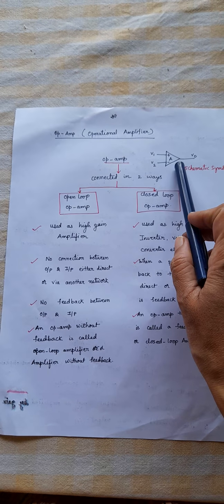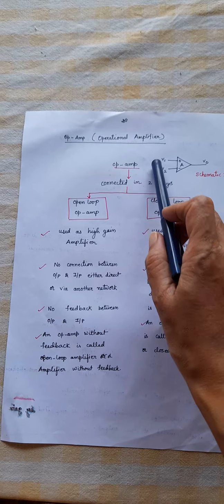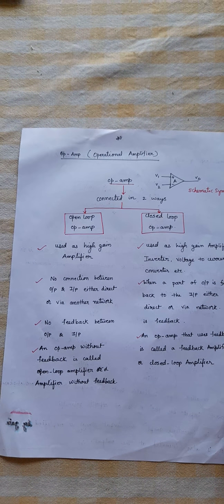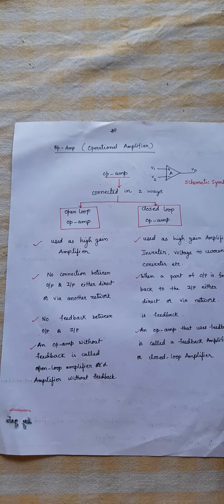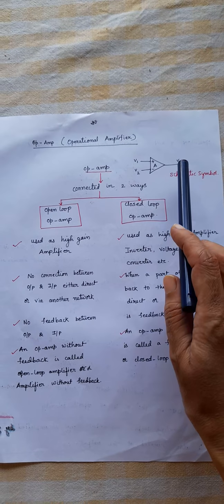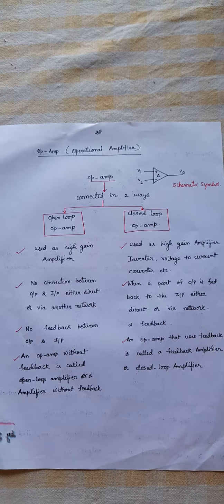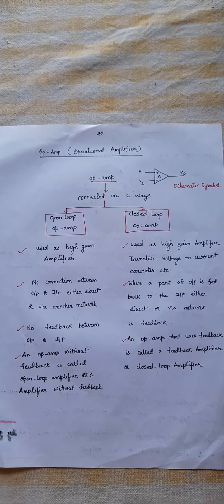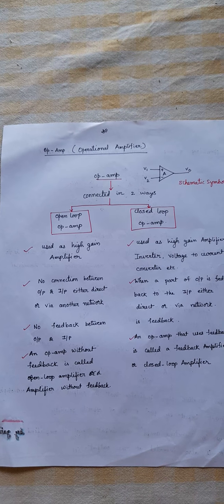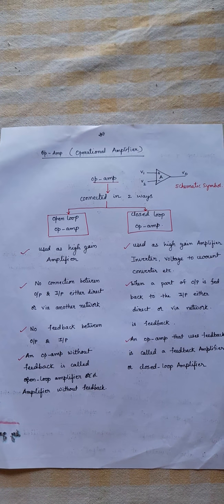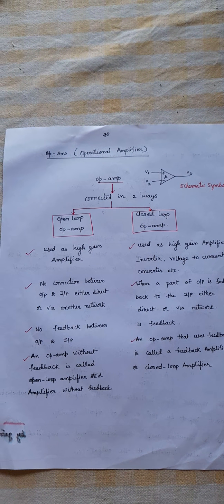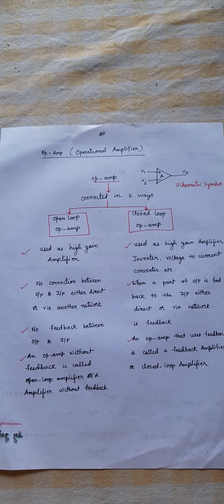So what is the symbol telling? The op-amp is having two input signals V1 and V2. Plus indicates the polarity. It means it's a non-inverting terminal, and minus indicates it's an inverting terminal. And V0 is the output voltage. It is known as schematic symbol of an operational amplifier having two input signals V1, V2 and one output terminal V0. So how many input terminals are there for an op-amp? Two input terminals. One is non-inverting terminal, other is inverting terminal. How many output terminals are there? One output terminal.